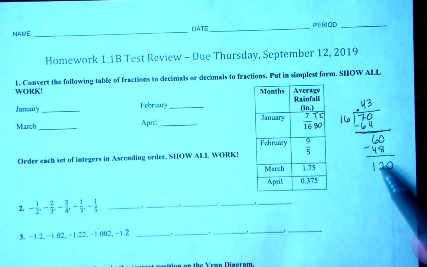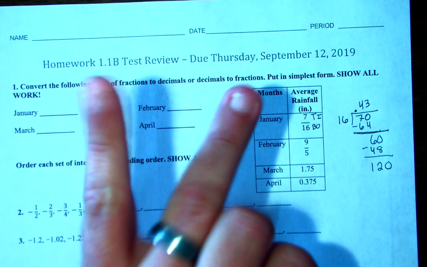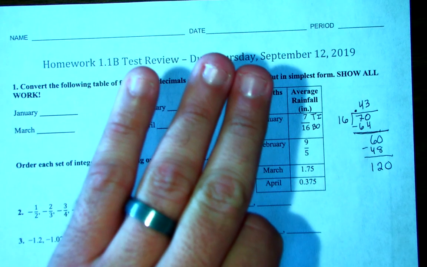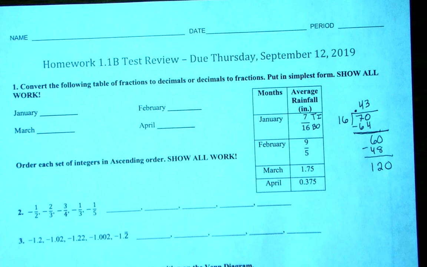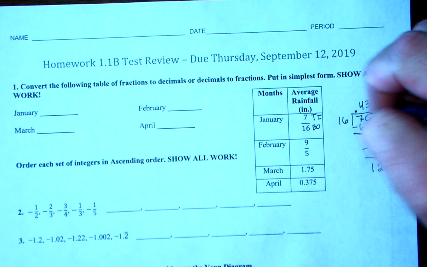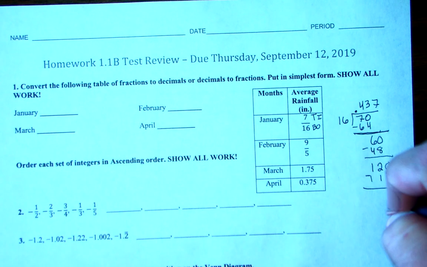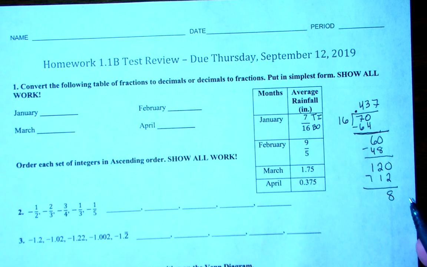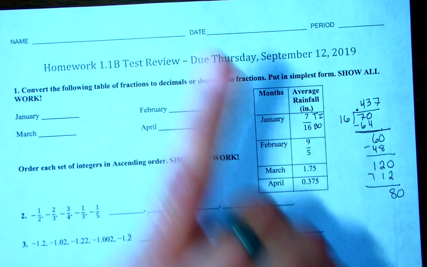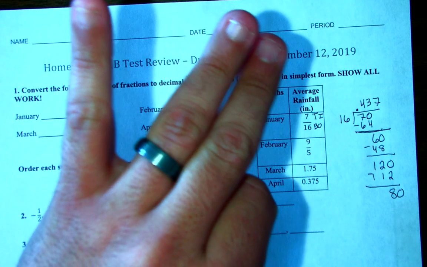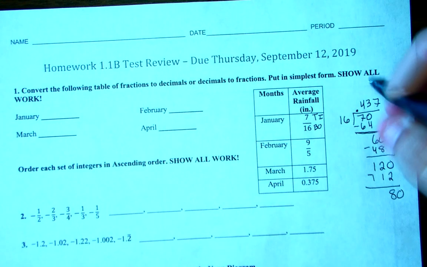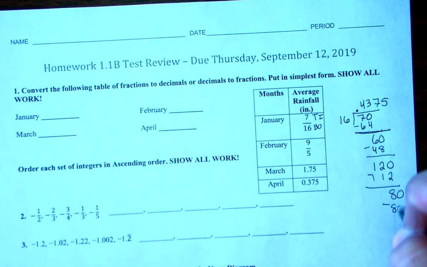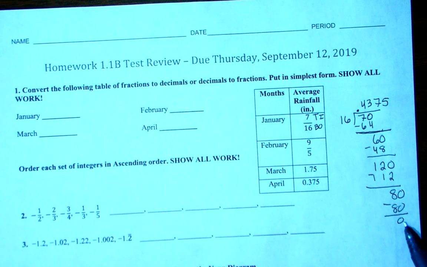16 into 120, 16, 32, 48, 64, 80, 96, 112. 7 fingers. Again, I have a remainder, add a 0 behind it. 16, 32, 48, 64, 80. So 16 can go into 80 5 times. Notice I have no remainder. You're done. That's your answer.